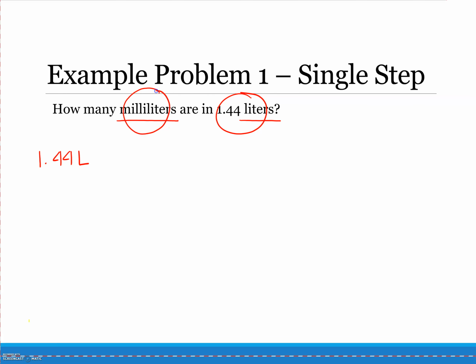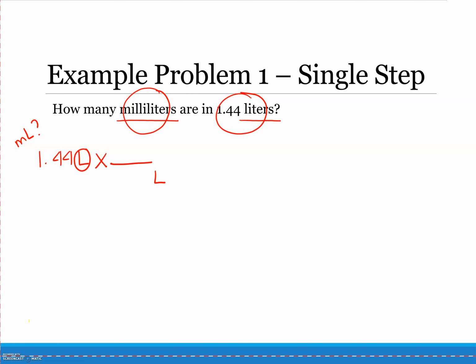The next thing that you do is figure out what you're converting to. We are converting to milliliters, and I like to write my conversions at the top of my problem so that I don't forget what I'm converting to. The next thing that you do is draw a multiplication symbol, draw a division arrow, and bring down the units that are at the top, which are right here. You bring them to the denominator so that they can cancel.